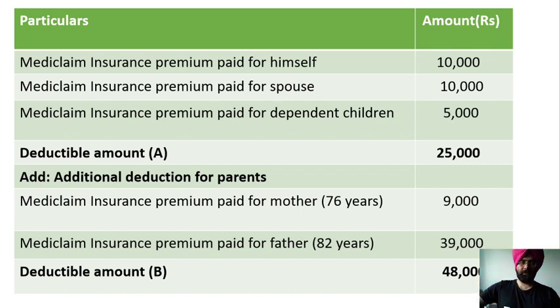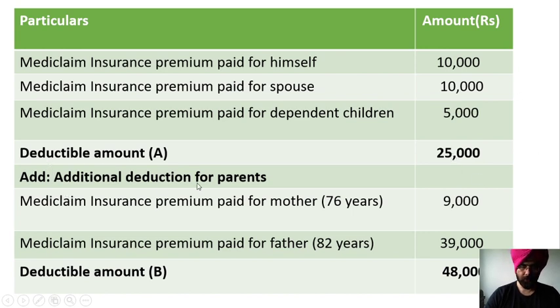So friends, mediclaim insurance premium paid for himself is 10,000, for spouse 10,000, and for dependent children 5,000. So the total amount is 25,000. The maximum limit is also 25,000, so this amount is available.